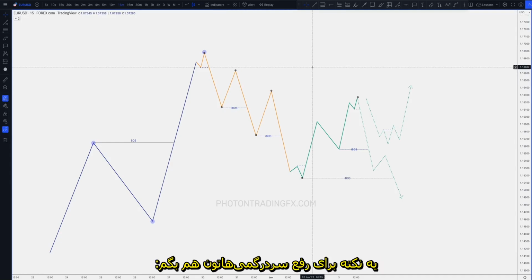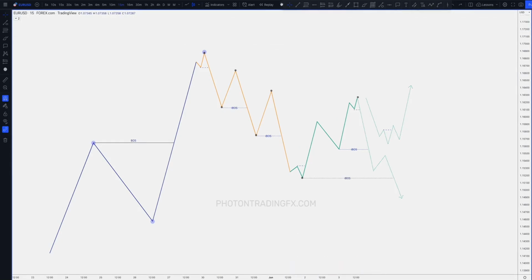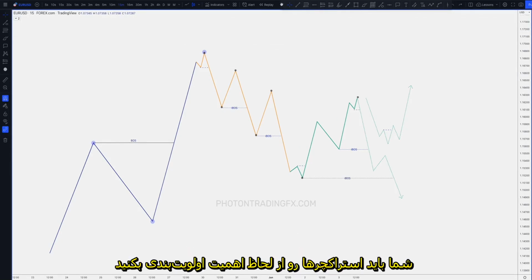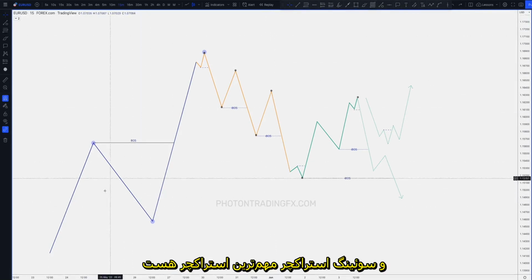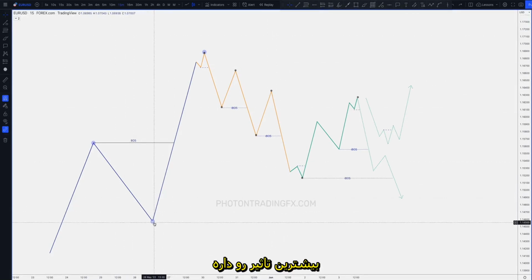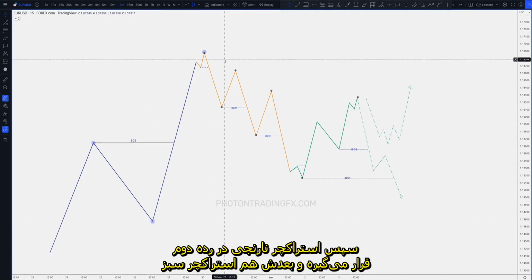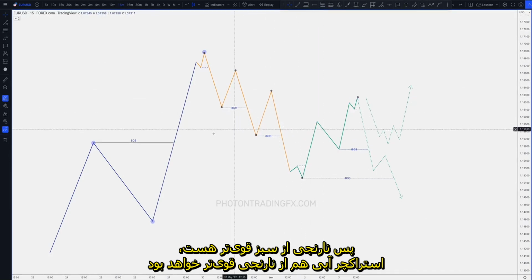And the one thing I'll leave this on, if you ever get confused, swing structure is king, okay? So always think about structure in terms of importance. Swing structure is the most important structure, okay? It's going to hold the most weight, right? Then the orange structure would be the next level down, and then the green structure, okay? So orange is going to be stronger than green, and blue is going to be stronger than orange if you think about it that way, right?